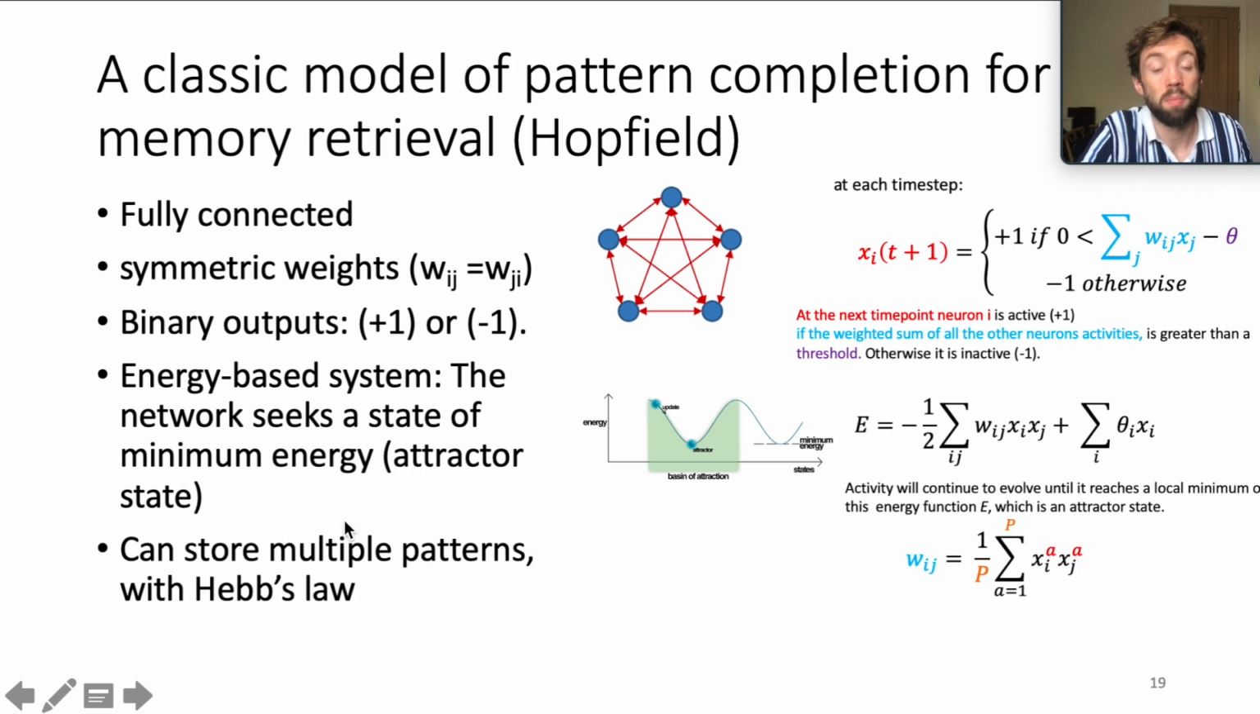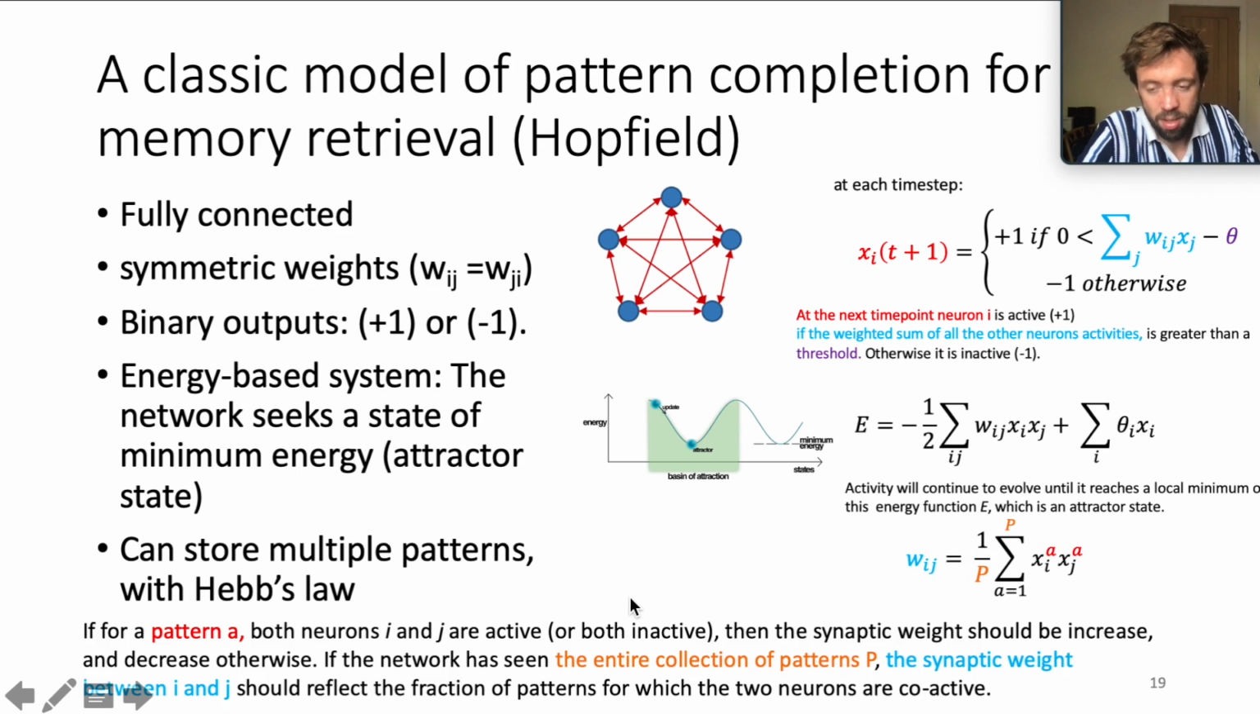This network is able to store multiple patterns, and it does this by essentially following Hebb's law, which we just encountered. And if you want to embed multiple patterns P into this network, this is how you should do it. And let's talk briefly, because it might not be completely obvious, why this follows Hebb's law. So this basically says that if for a pattern A, both neurons i and j are active, or both inactive, then the synaptic weight should increase and decrease otherwise.